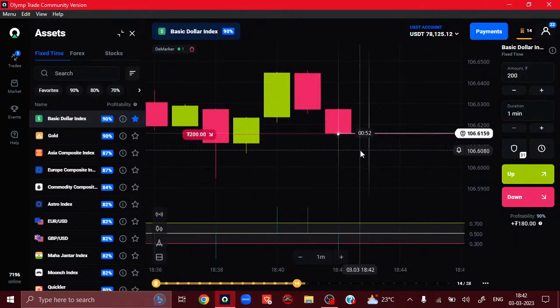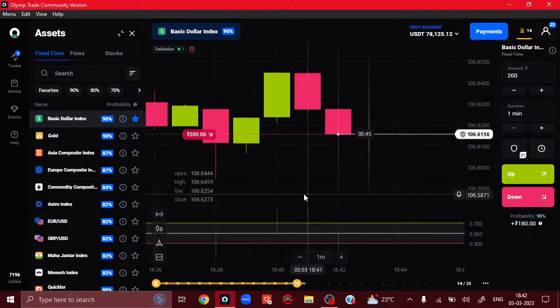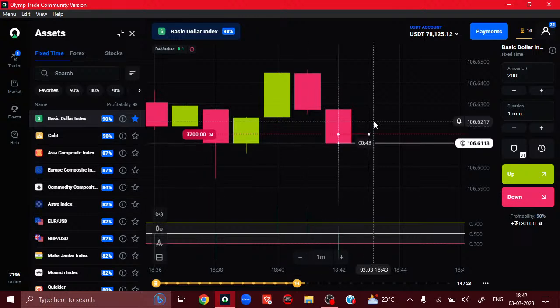So this is how the barcode strategy works. As I told you, it is very aggressive. As soon as you see that the bar has shifted its position from the upside to the downside, at that point only you can enter the trade. You can use the martingale principle here. For example, if you lose one particular trade, in the next trade you can increase the trade amount, and if you win that particular trade, you will recover all your previous losses.